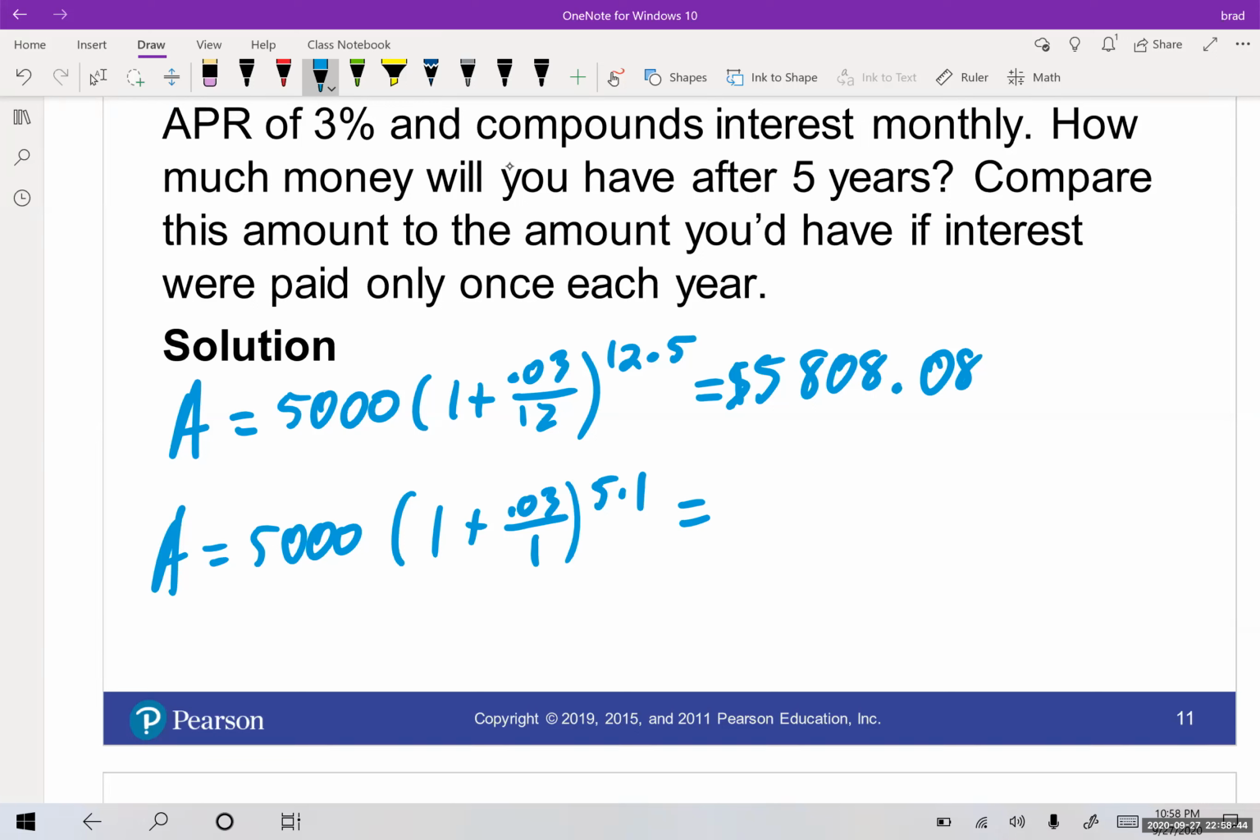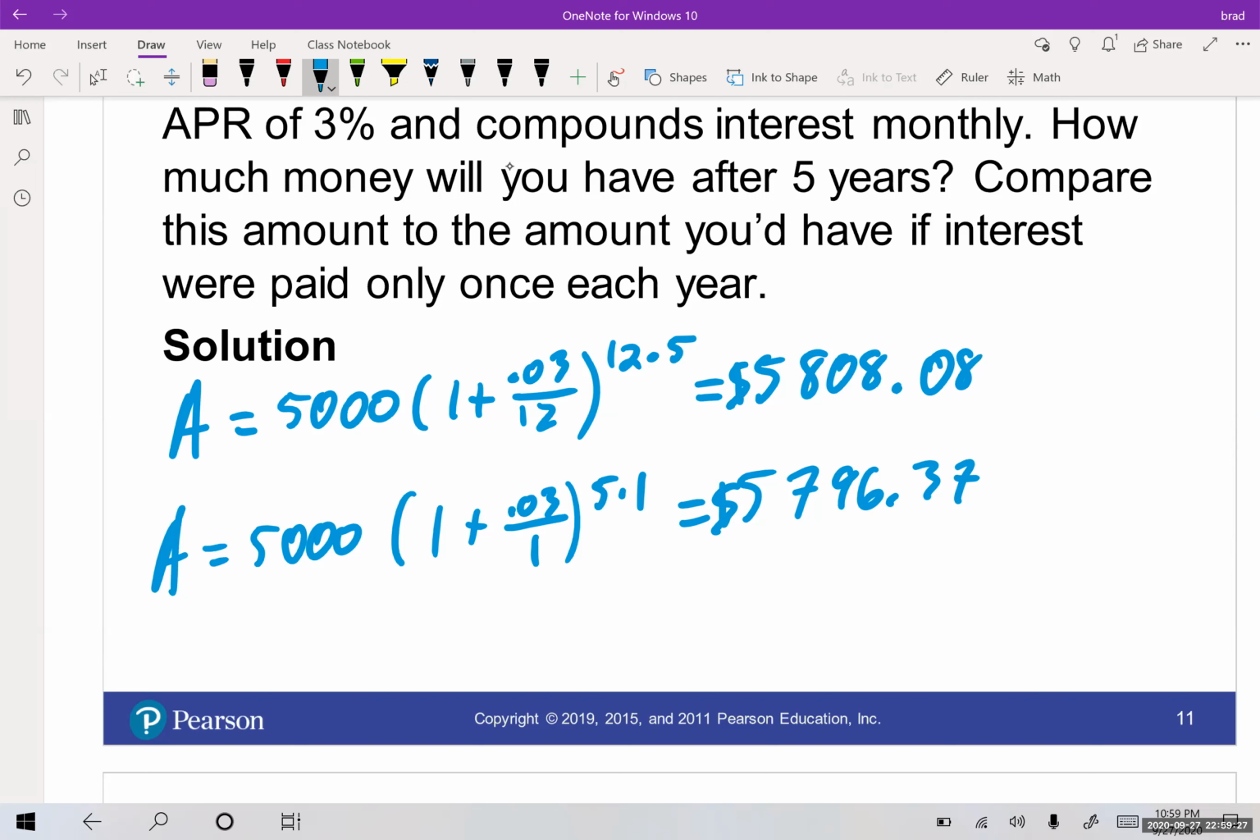So I'm going to do 5,000. Now you might think it would be way less, but that's something kind of tricky about compound interest. It has a limitation on how much it can keep compounding, how much it affects the dollar amount. So 1 plus 0.03 divided by 1, I guess I didn't need that, to the power of 5. So I get $5,796.37. Now you would have thought that would be a much different amount. So let's do 1.03 to the power of 5.